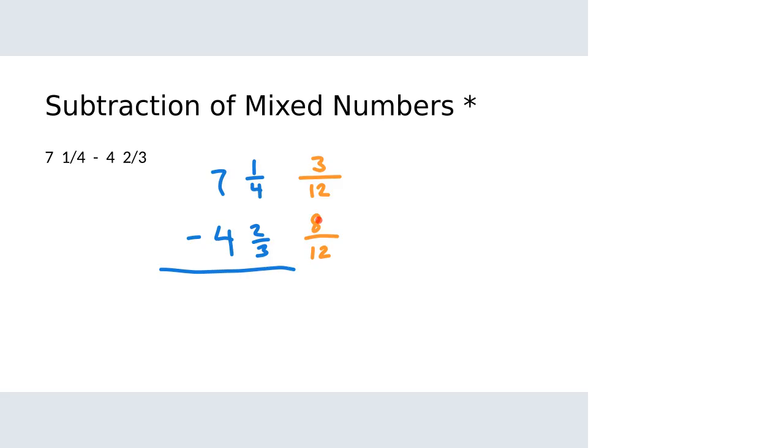denominator of 12. I'd love to subtract, but I can't do 3 minus 8. So I'm going to have to borrow. And when I borrow 1 from this 7, making it a 6, what I'm borrowing is 12/12. I'm borrowing 1, which is 12/12. Now I can combine those together in my numerator and have, let's see, that's 15/12. Now I have a number big enough to subtract.